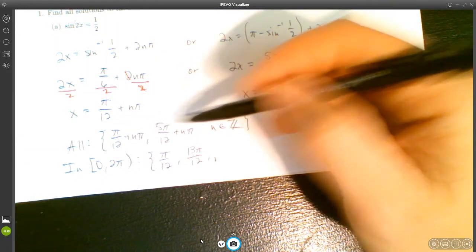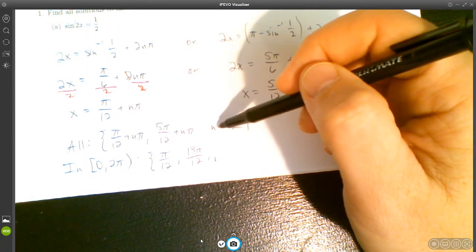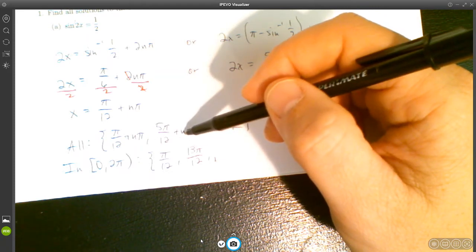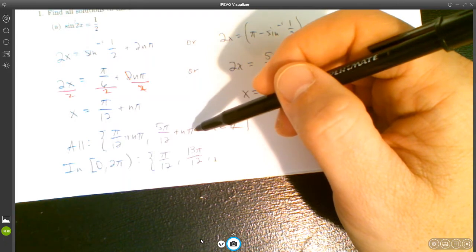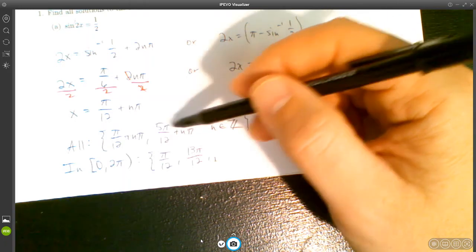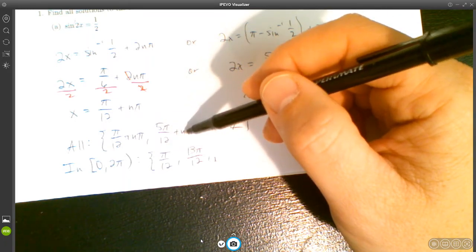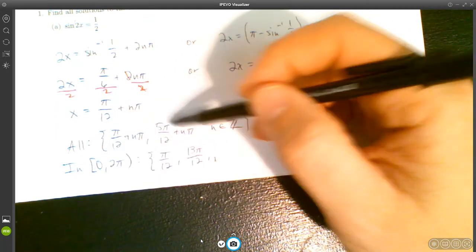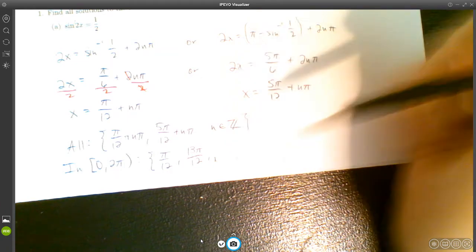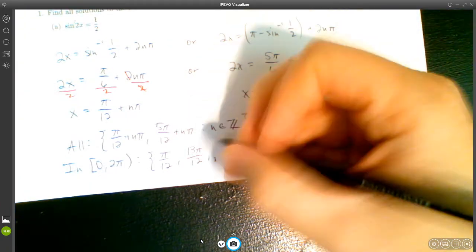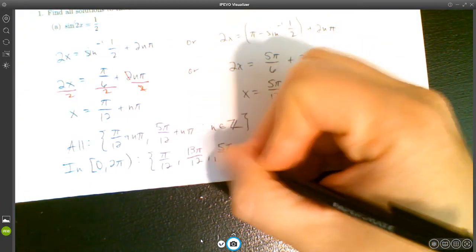Now let's look at 5 pi over 12. Again, if I plug in something like -1, I'm going to get 5 pi over 12 minus pi. Pi is like 12 pi over 12, right? So 5 pi over 12 minus 12 pi over 12 is obviously going to be less than 0. So if I plug in -1, the result is not in this intersection. If I plug in 0, I get 5 pi over 12. That's definitely in there.